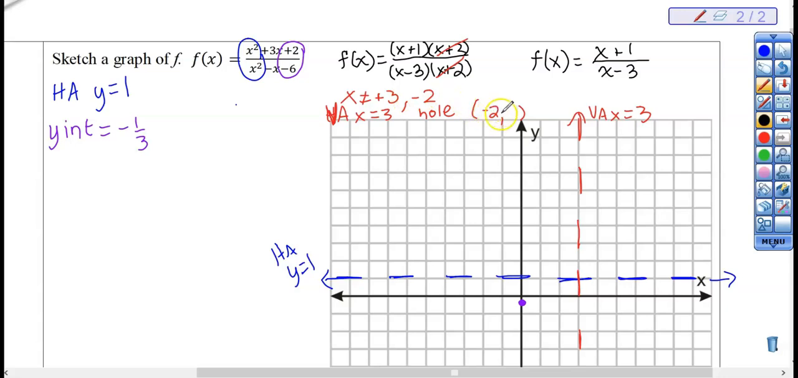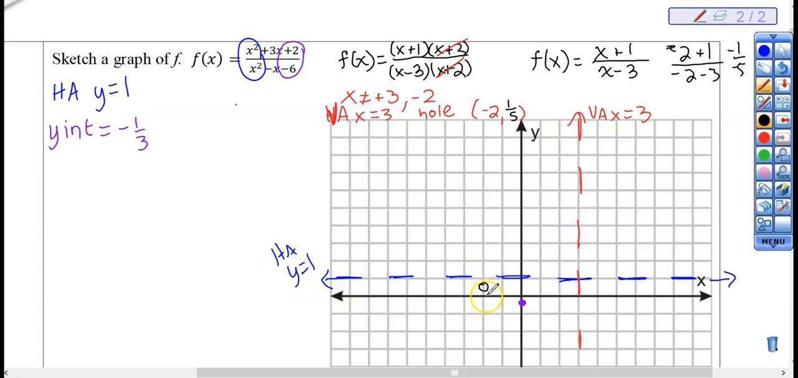So what do we do? Do we plug negative 2 into the original? No, because that'll create a 0 in the denominator. Do we plug it in factored? No. Do we plug it in reduced factored? Yes. So we're going to do negative 2 plus 1 over negative 2 minus 3, which I believe is negative 1 over negative 5. So our hole is at negative 2, 1/5. So let's go put a hole in our graph at negative 2, 1/5.